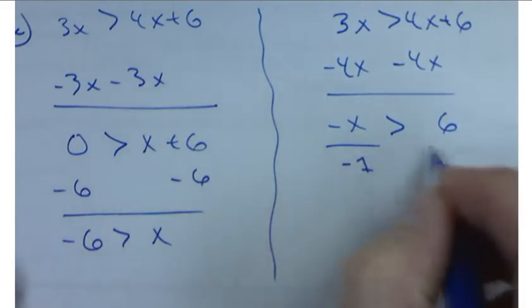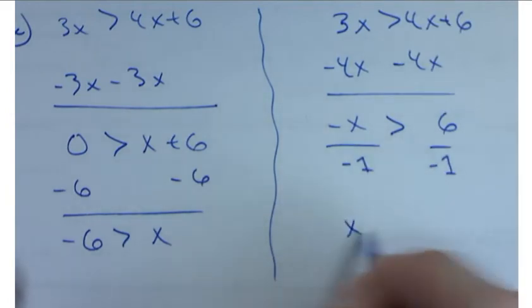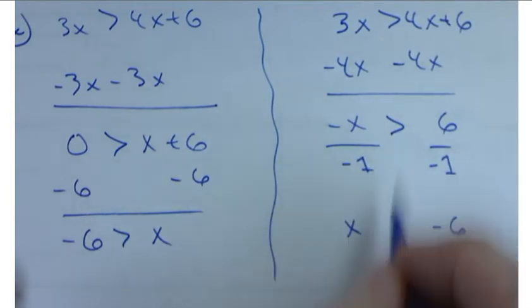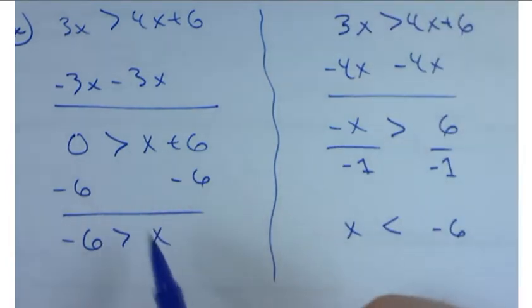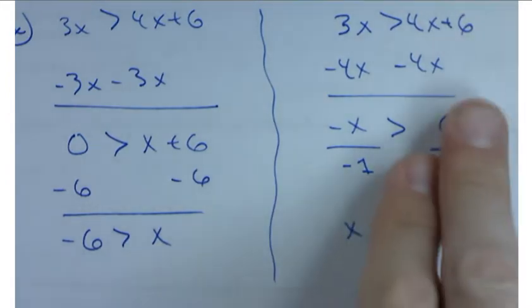I'll divide by negative 1. I get a positive x, a negative 6, but the direction of the inequality has to switch. It's an easy thing to forget. That's why forever and a day I've been encouraging you to move things to the side with the larger coefficient, because then we got a positive x and we didn't have to deal with that.